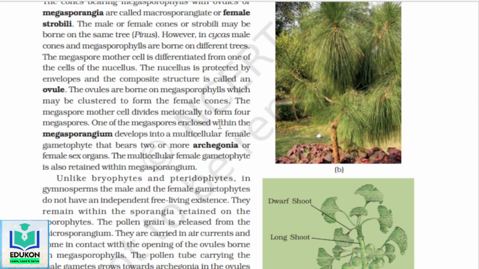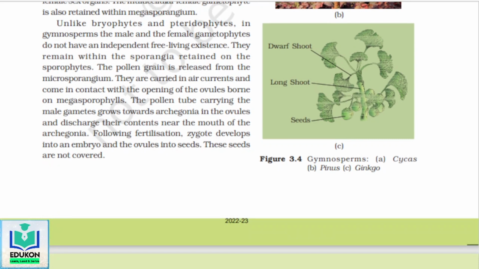Unlike bryophytes and pteridophytes, in gymnosperms, the male and female gametophytes do not have an independent free-living existence. They remain within the sporangia, retained on the sporophytes. The pollen grain is released from the microsporangium. They are carried in air currents and come in contact with the opening of the ovules borne on megasporophylls.